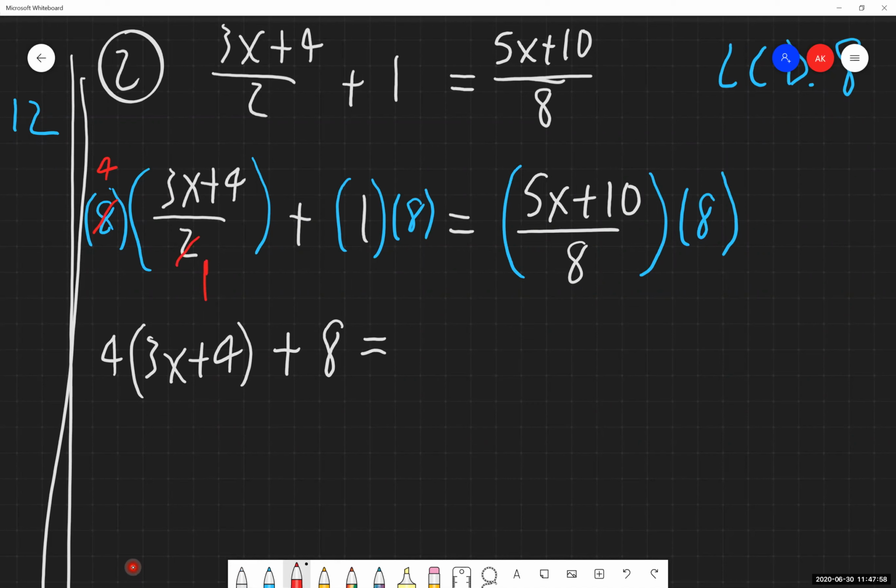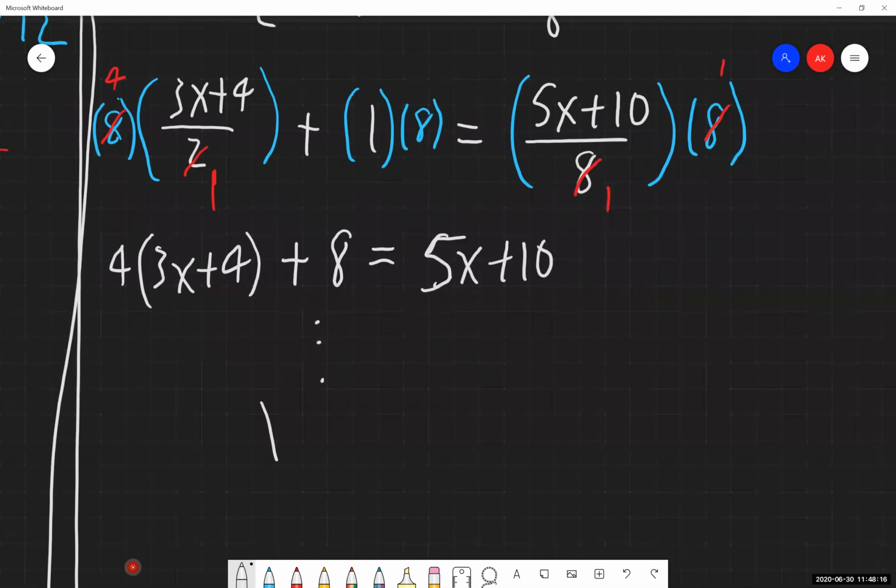And we have 8 times 1 is going to give us 8. And on the right-hand side, we have an 8 in the numerator, 8 in the denominator, so each of those are going to cancel. Those are each going to become 1s. And on the right-hand side, we have 5x plus 10. Our fractions are gone, and we can work this thing out, and we can find x equals, I believe the final answer for this should be 2.